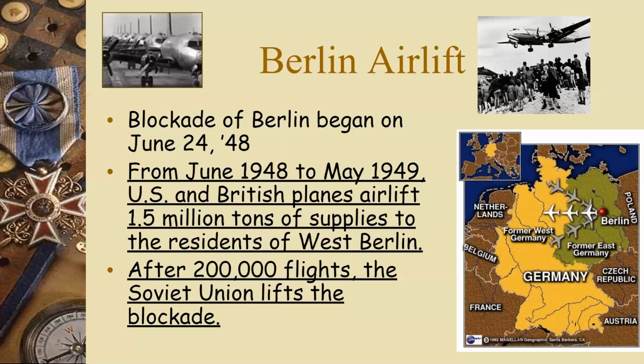And so they create a blockade. They shut down the Autobahn. They don't allow the one train into West Berlin. And so Berlin's going through a tough time because they're not getting any supplies. They're the most populated city in Germany, and they're not getting access to food and coal. Coal was the most common of resources used to fuel homes and vehicles.